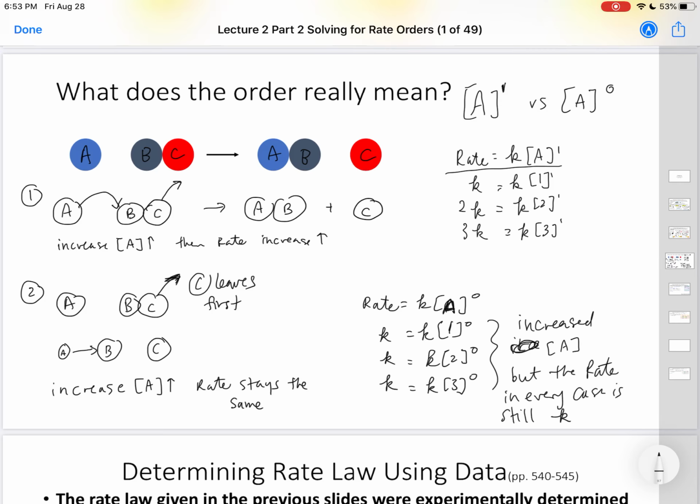is still K. Okay? So hopefully you kind of have a better understanding of what the order really means. The order really depends on the mechanism of attack, or the mechanism of how the reaction progresses, right? Whether or not increasing the concentration will affect the rate or how fast it goes.